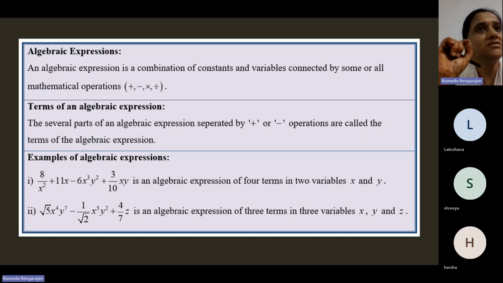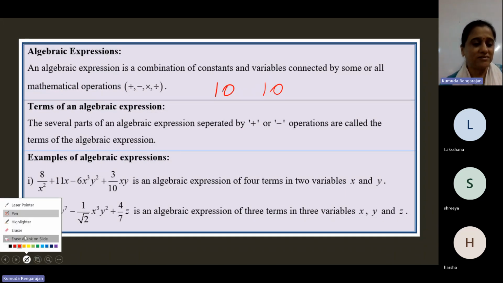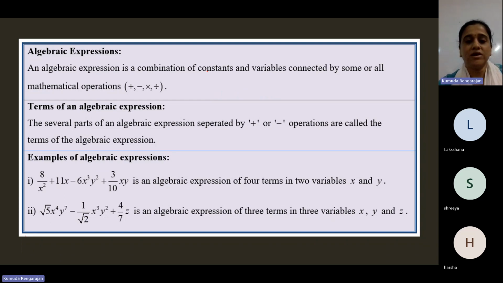10 is a constant. See, 10 is a symbol. Symbol meaning a kind of drawing. It's not a text. Something which is drawn is a symbol. When you write something like this, you call this symbol X. You read it as X. So 10 is a constant because this symbol is a fixed value. 10 is 10.